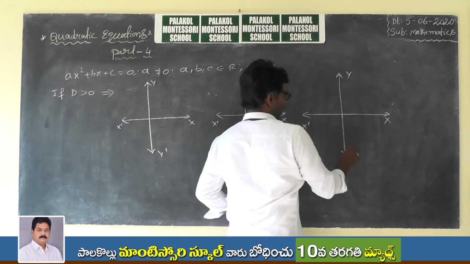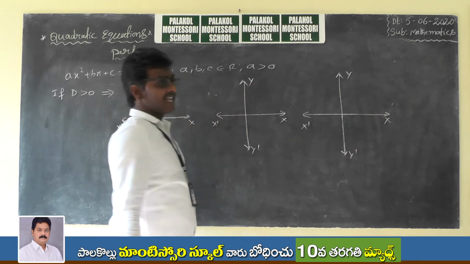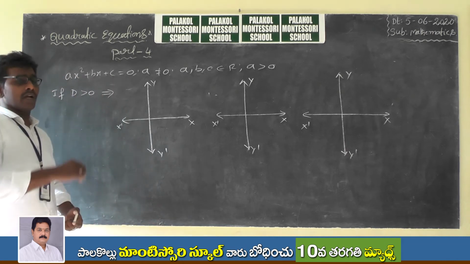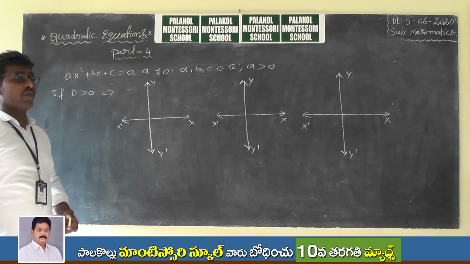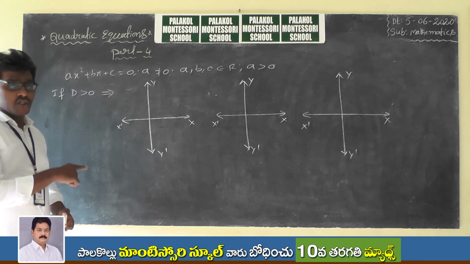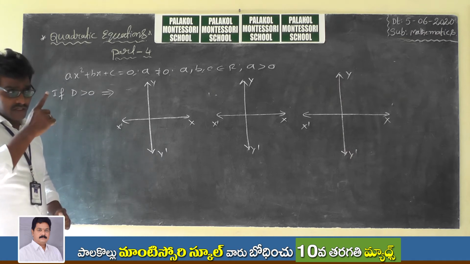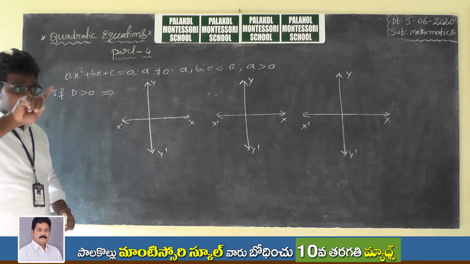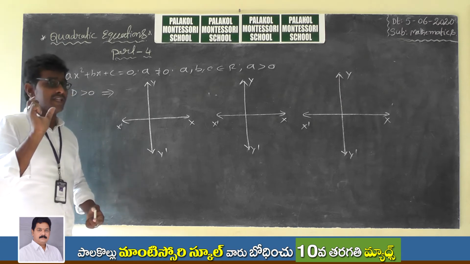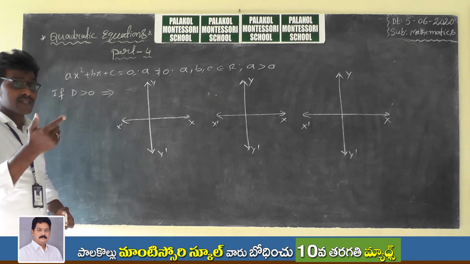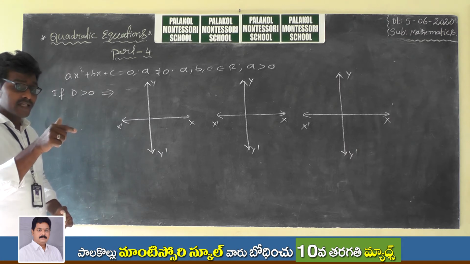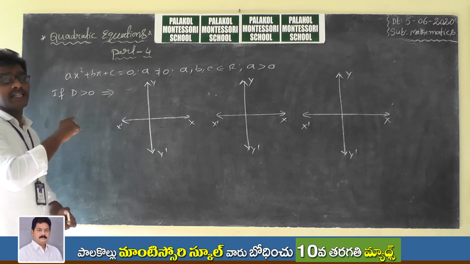X dash, y dash. Guys, once remember that quadratic polynomial graph. There are two cases: the graph y is equal to ax square plus bx plus c. If a is greater than 0, the shape is a curved shape with a specific name, a parabola. It intersects the x-axis at two points. That is the external case, the a is greater than 0 case.